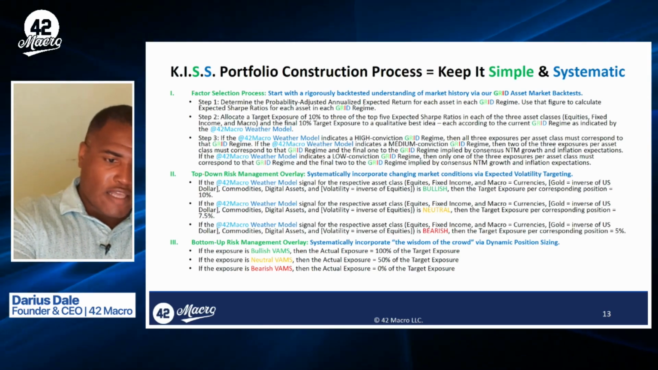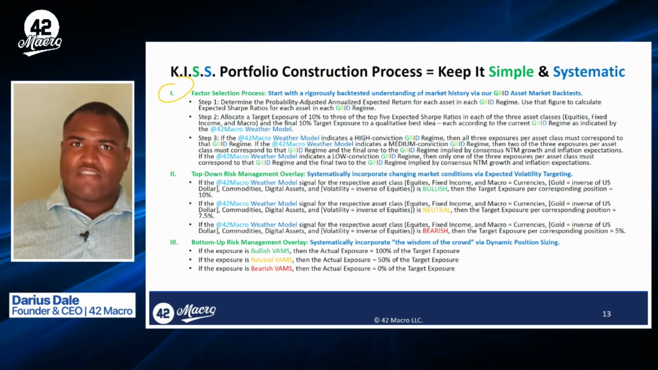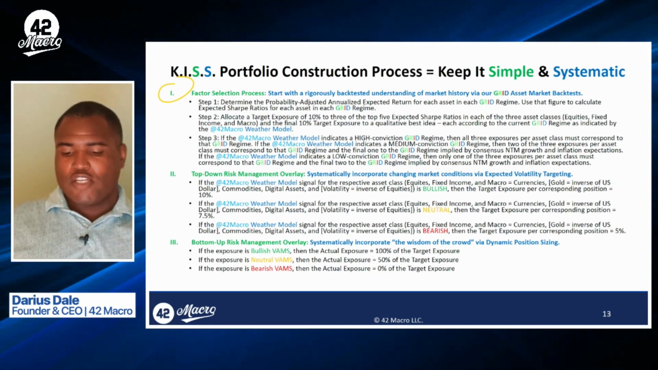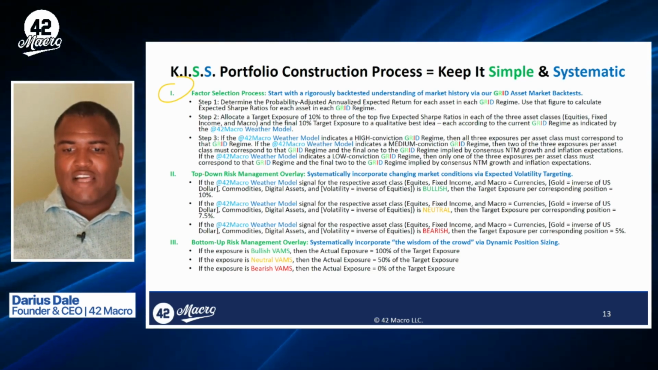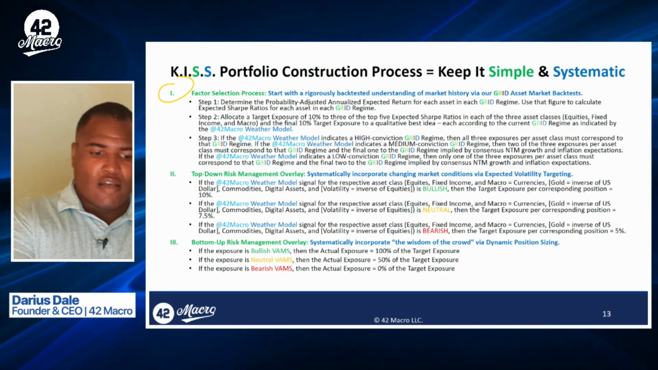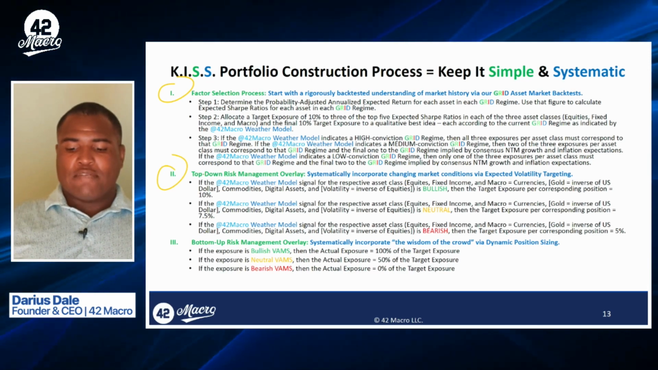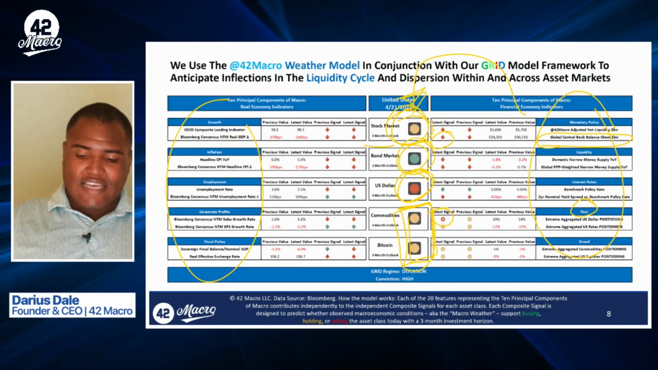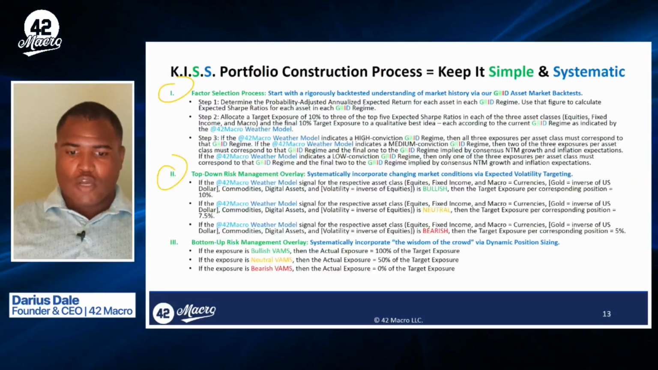Three quick things to highlight in terms of factor selection. What we're effectively trying to do is understand the highest expected Sharpe ratios for each asset class, for each sub asset class within the asset classes, for each regime. Step two is having a top down risk management overlay that incorporates these weather model signals at the asset class level to accordion the target exposures per position.